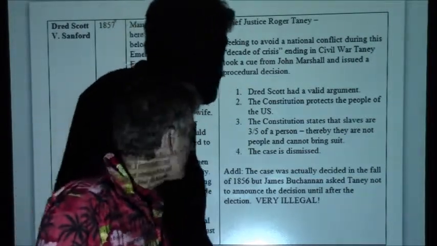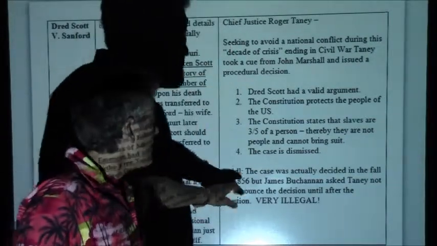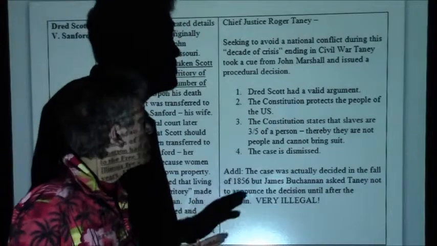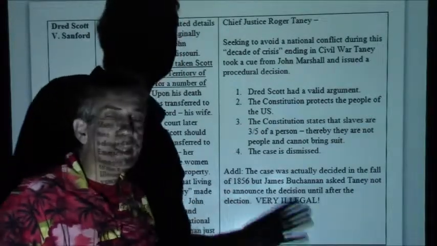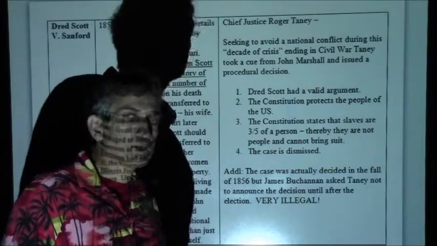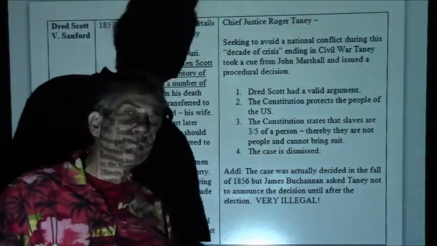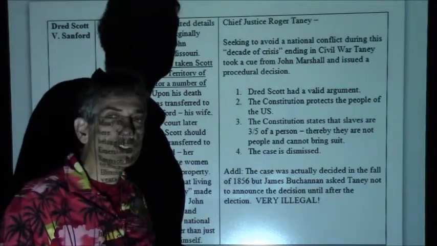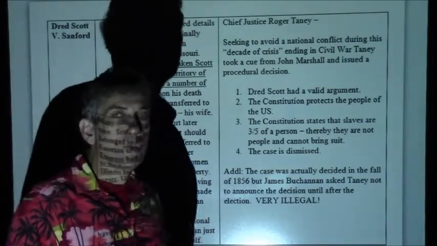Now, some additional background information. The case was decided in the fall of 1856. James Buchanan was going to be the next president of the United States, and he asked Roger Taney not to announce this decision until after his inauguration in the spring of 1857. That is very illegal. It is tampering with the Supreme Court system. And that kind of shows the kind of person Roger Taney was.